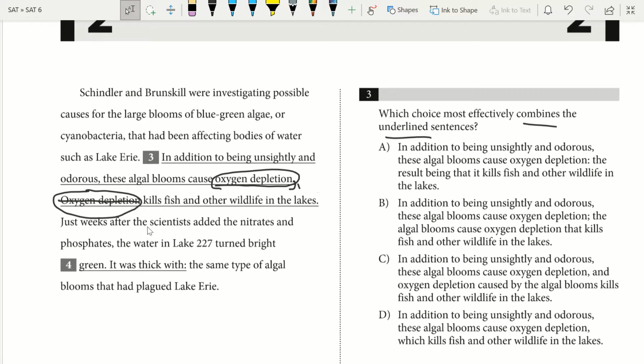I mean, look to use one of those to combine the sentences. So I see cause oxygen depletion, which kills fish. So I will use a comma and then do which kills fish. So that's going to be my guess on what the answer choice is going to be here.